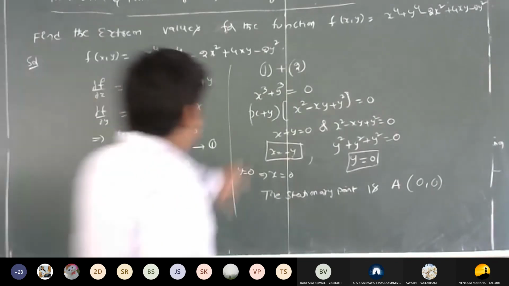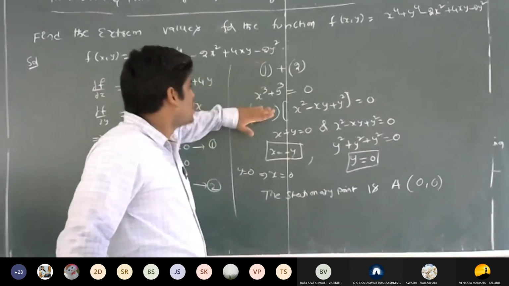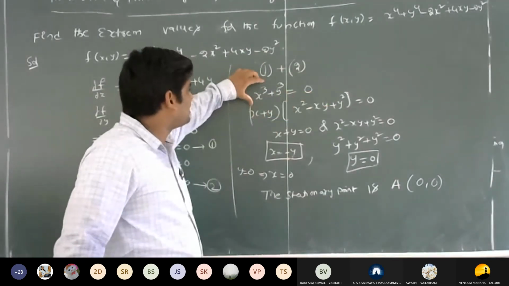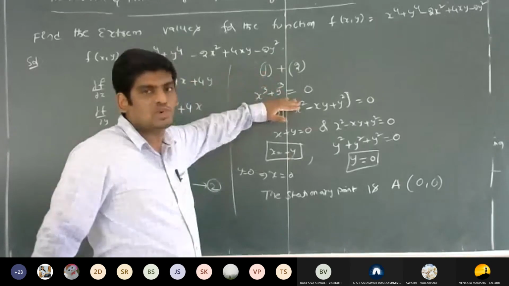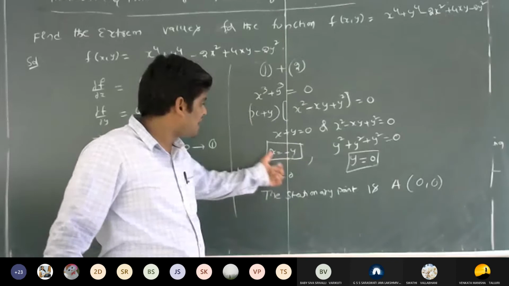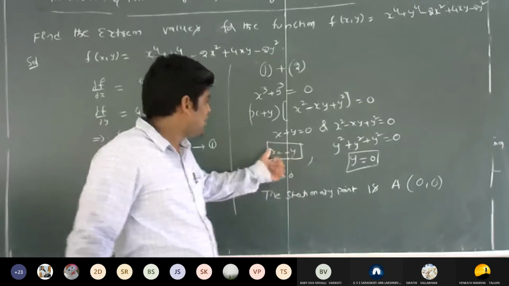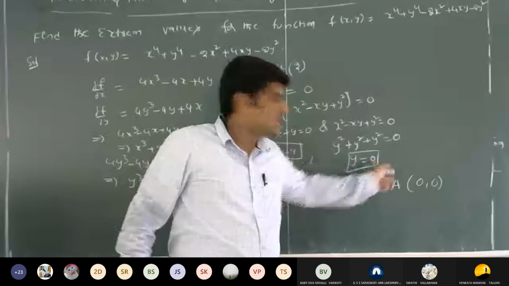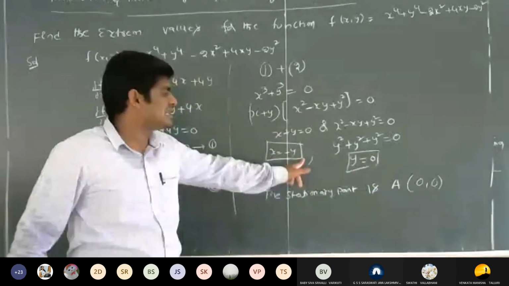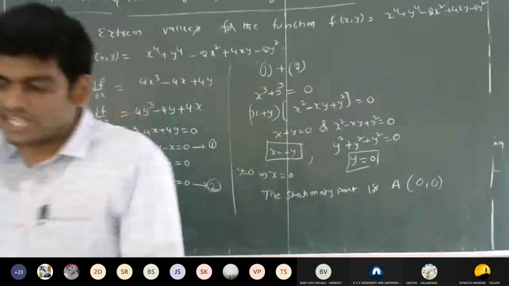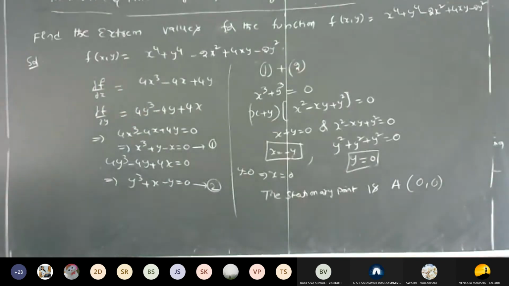So is it clear now? Here I am adding 1 and 2, so I am getting the x cube plus y cube value. We know the formula a cube plus b cube is nothing but a plus b into a square minus ab plus b square. Therefore I am getting x is equal to minus y, and substituting that here, I am getting y is equal to 0. If y is equal to 0, x is also 0. So one stationary point is 0, 0. Is it clear to you?